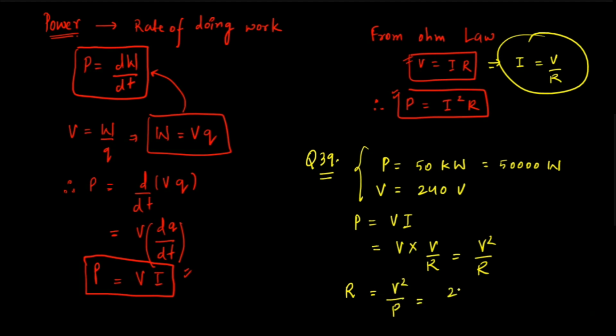You can simply solve it. 240 times 240 divided by 50,000. This will give you the resistance of that given appliance. So you just have to solve it now. Solve it and tell me what is the value of resistance here. It is as simple as this. So does this make sense? You need to remember 1.15. Yeah, 1.15.